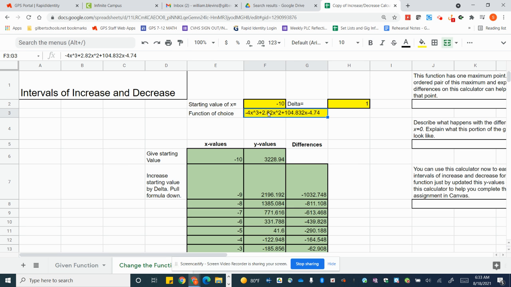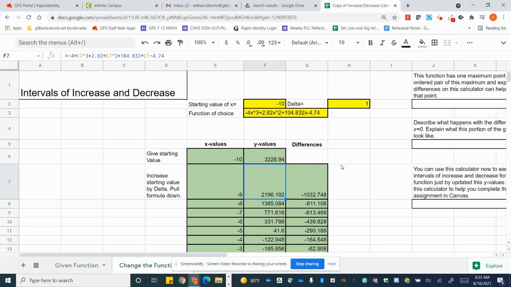So here I've already typed in the function up here so I can see it. And at the end of the previous video, I coded that function in, replacing every x with this box here to the left, and then pulled that formula down. Make sure that you remember to pull the formula down, and that whenever you type in this formula, anywhere you see something like -4x cubed, you put the asterisk in between, because that's how the spreadsheet knows we want to multiply.